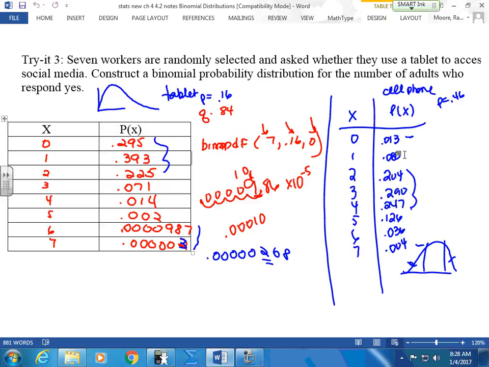The more people that say yes, if this probability, let me ask you this. If this probability went to 0.86, where would my highest numbers be? Would they be 0 to 2, 3 to 5, 6 to 7? 6 to 7, because shouldn't I expect more people to say yes, since the probability of them saying yes is pretty high? Right? So that's why your probability tables look a little bit strange.